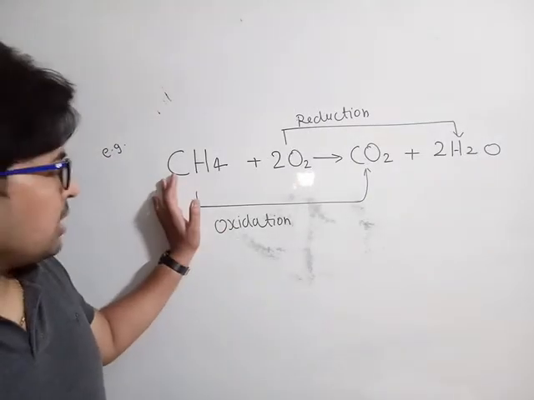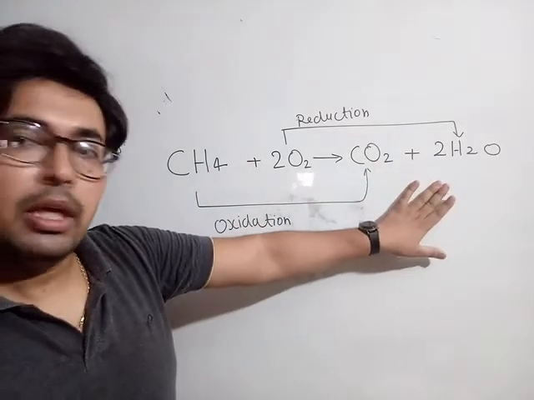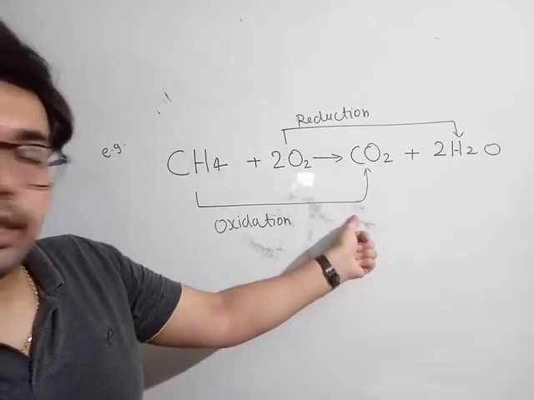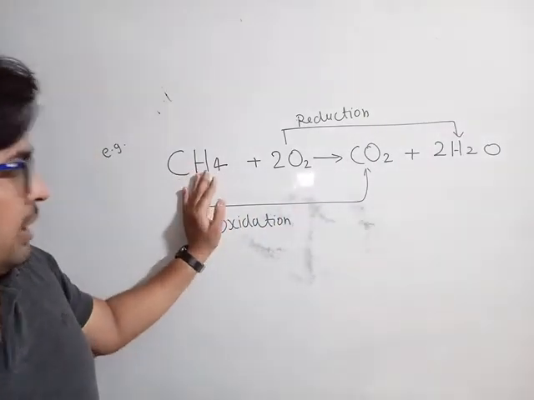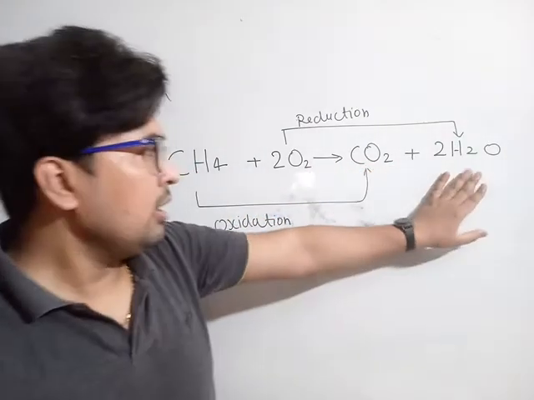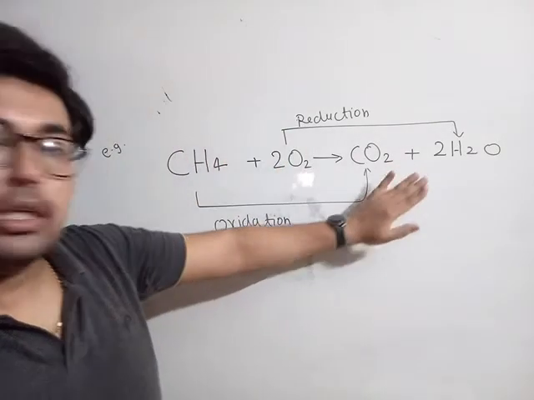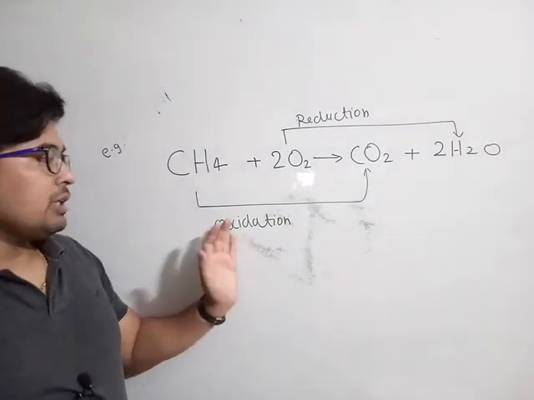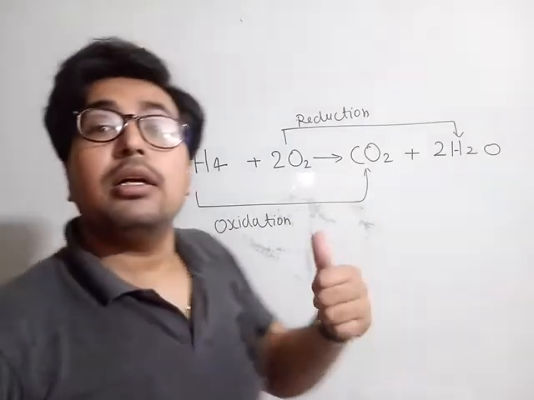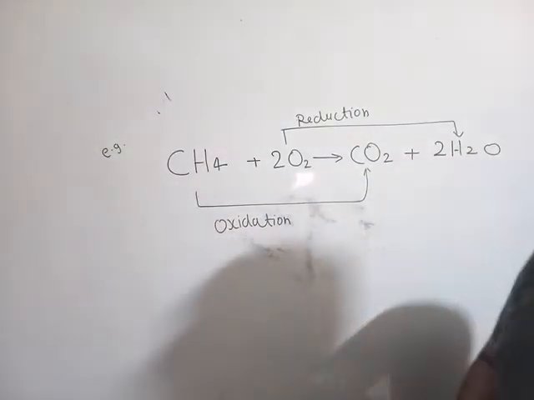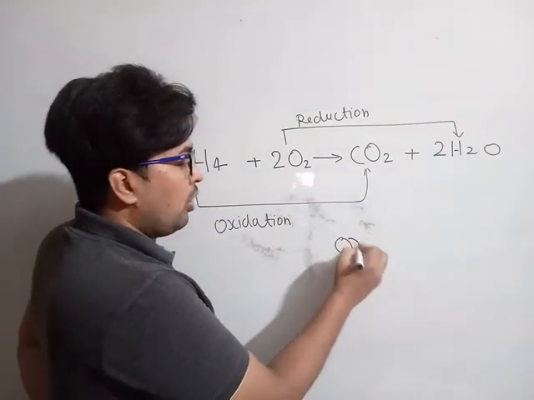Let's see another example, the combustion reaction of methane: CH4 plus 2O2 gives CO2 plus 2H2O. Oxidation and reduction are taking place here. But methane, oxygen, carbon dioxide and water are covalent compounds, so actual electron transfer is not taking place. So how will we decide which is the oxidizing agent and which is the reducing agent from our concept of electron transfer? To overcome this problem, we have a new concept called the oxidation number.